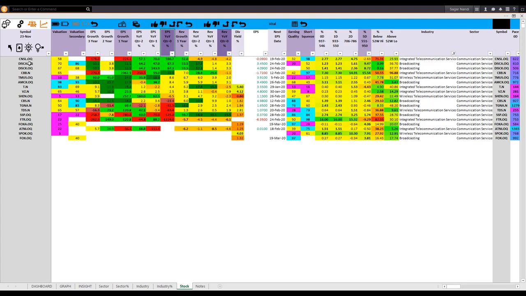I see that DISCA is a stock that is in the middle in terms of valuation. The valuation score is not magenta. Magenta would be overvalued, not cyan. That would be undervalued. It is yellow. The valuation is in the middle.